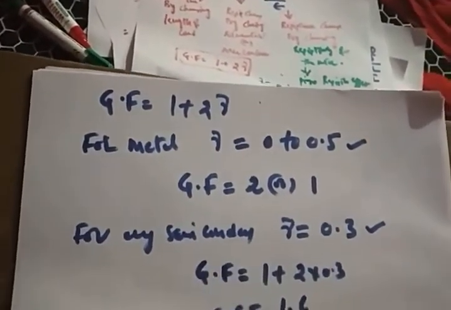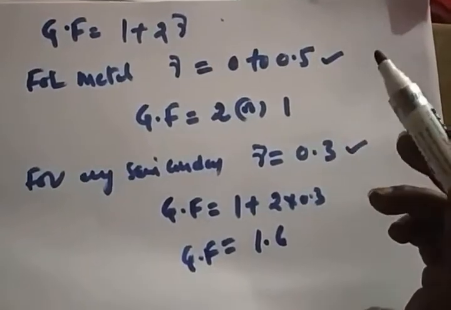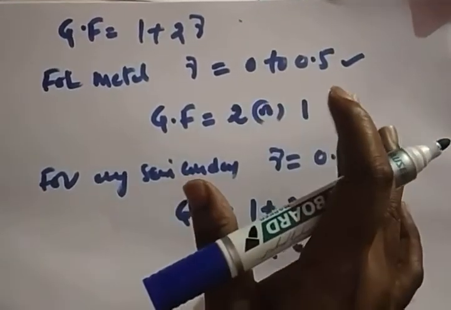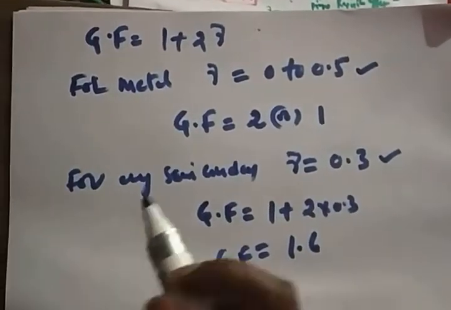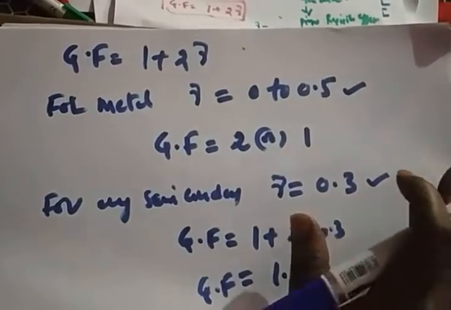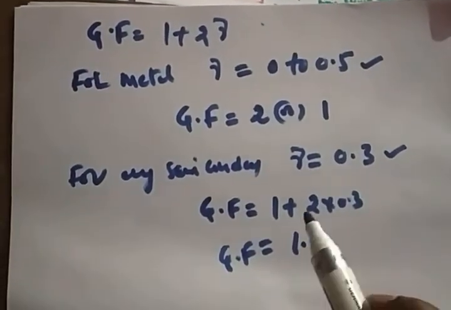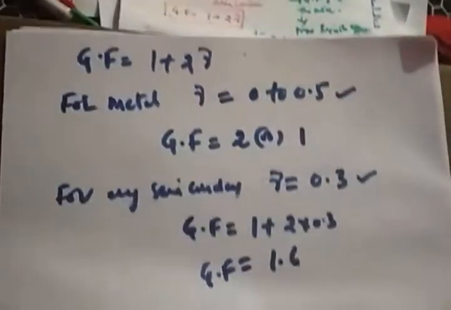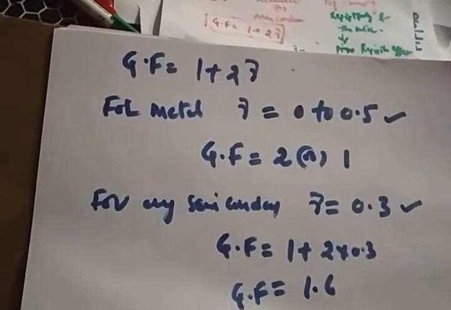For a metal, basically the gamma value will be 0 to 0.5. So if it's treated this way, the gauge factor is 1 or 2. For any other materials, if the gamma value is not given, then you have to take it as 0.3. So then the gauge factor is equal to 1.6. So this is about the gauge factor and the strain gauge. I hope it's clear.